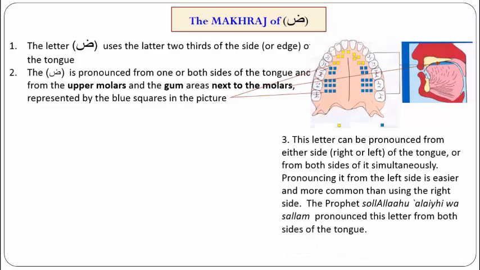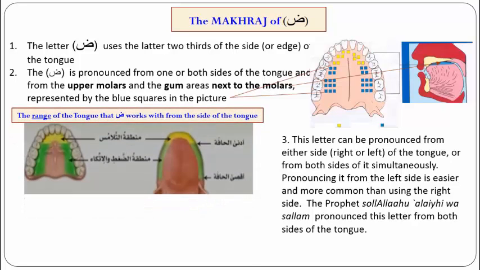The third thing is that this letter can be pronounced from either side, right or left of the tongue, or from both sides of it simultaneously. So there are 3 ways in which this letter can be pronounced. Pronouncing it from the left side is easier and more common than using the right side. The Prophet ﷺ pronounced this letter from both sides of the tongue simultaneously.